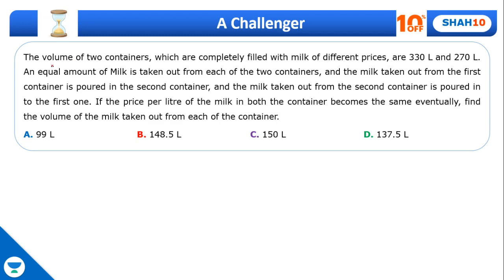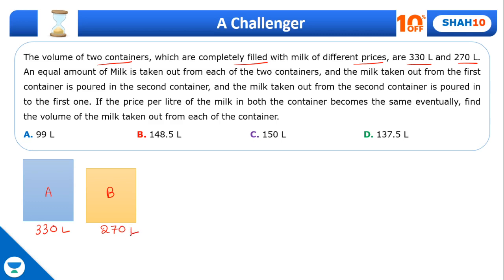So it says that the volume of two containers which are completely filled with milk of different prices are 330 liters and 270 liters. Let me show you with a diagram so that it would help you in visualizing things. So suppose these are those two containers. The first container is of larger volume. It has 330 liters of liquid A, and the other container, it's a smaller one. It has, say, liquid B, milk variety B, and the capacity of that is 270 liters.